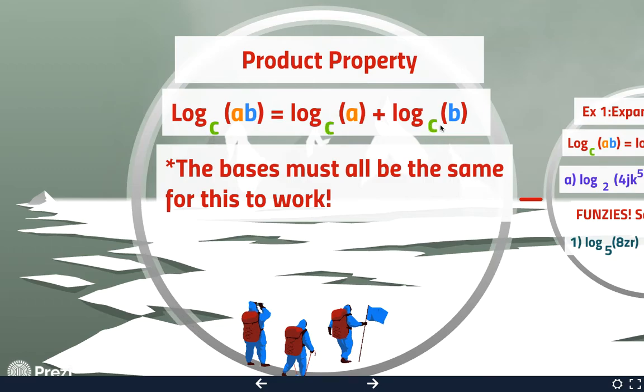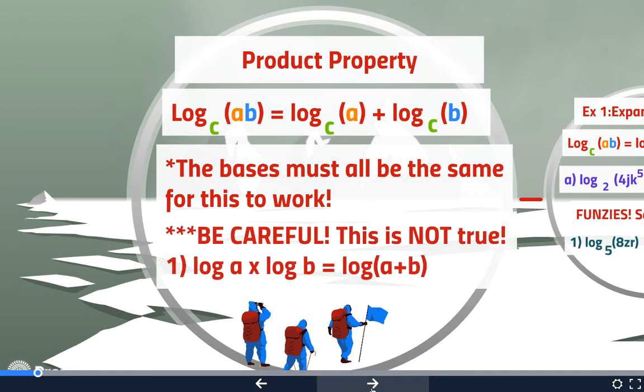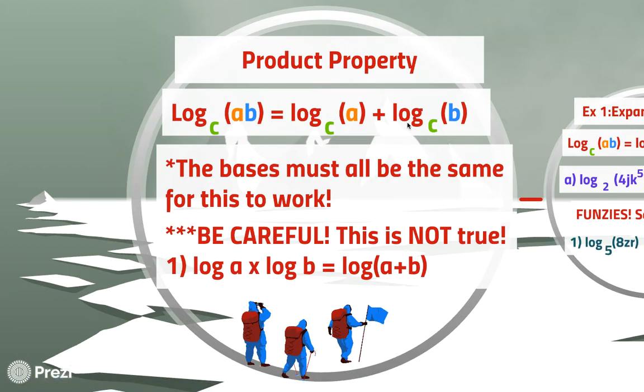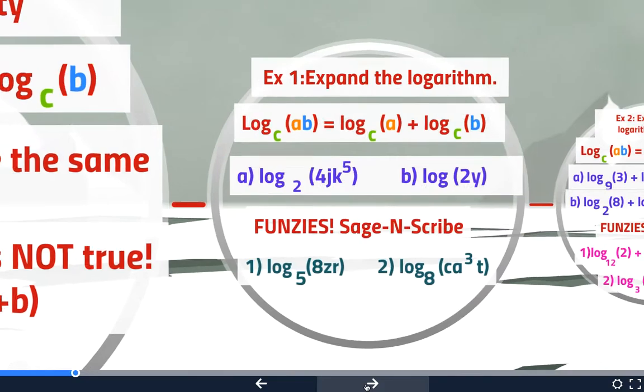So if this was a different base, if this was not base C, we cannot use this property. Now be careful, this is not what I'm saying. This is not saying log A times log B. Log A times log B never, ever, ever equals log of A plus B. So you can't reverse this property around. You can't change the single log into addition and the separated logs into multiplication. So just be careful. Make sure you understand the difference.